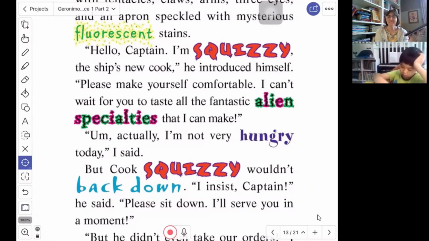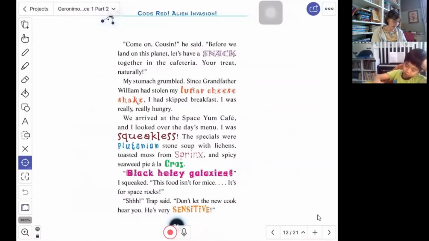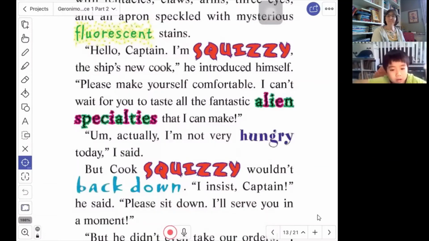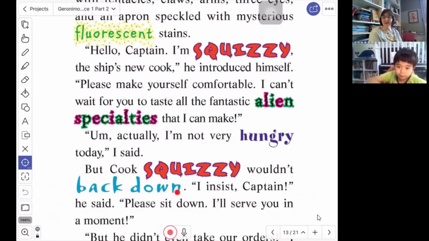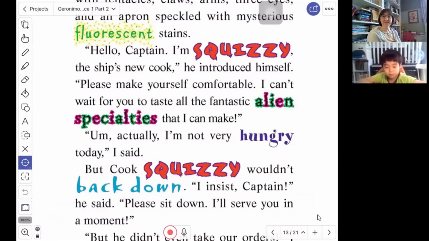Because he didn't want to eat that. He didn't want to eat this food that looks like it's been made, I think he said, for Geronimo. Someone will set yellow alert. So let's see. But Cook Squizzy wouldn't back down. That means he won't take no for an answer. He says, I insist, Captain. You can't say no to me. I insist, he said. Please sit down. I'll serve you in a moment.